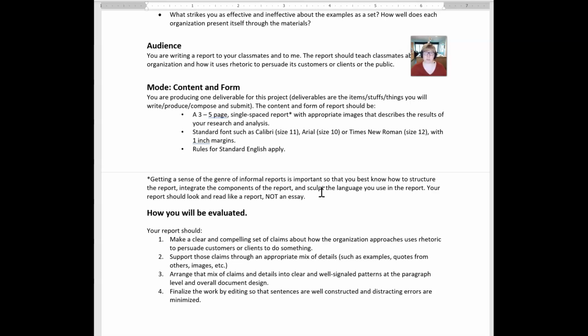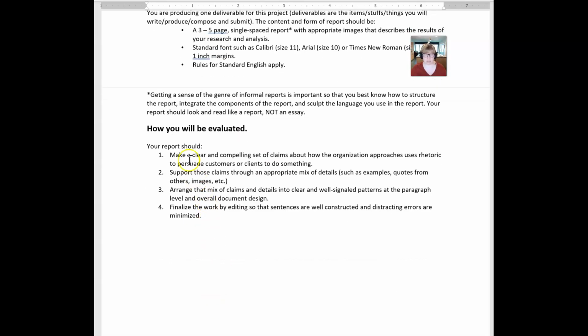You're going to have images to back up what you're saying. You're going to have a claim that you make, and then you're going to support that claim with evidence from the artifacts, right? You're going to mix claim and details throughout along with images. And those are the things you can see down here you'll be evaluated on. And then you're going to finalize it by editing it really carefully. So those are the basics of the first assignment.